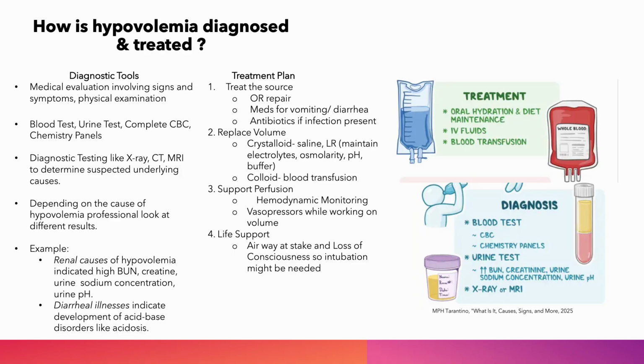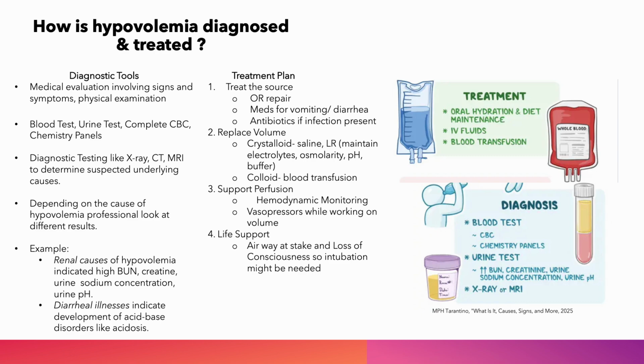And then, depending on the cause of hypovolemia, professionals look at different results. For instance, if the patient is going into renal failure and hypovolemia is indicated, they look out for high BUN, creatinine, urine sodium concentration, and also pH. Then, depending on how that patient developed hypovolemia, different treatment plans are broken down.